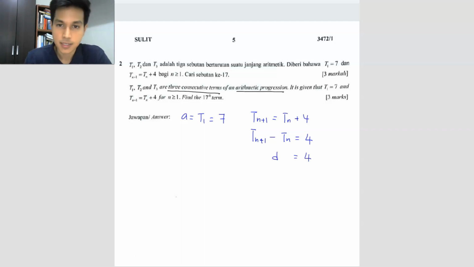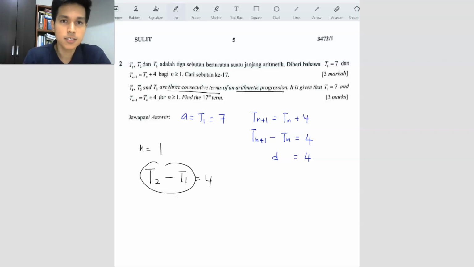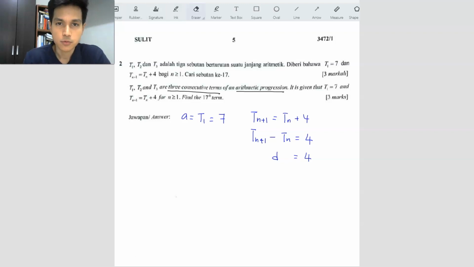Okay, if you don't understand, let's assume n is equal to 1. What does this mean? It means T2, because n is 1, so 1 plus 1 equals 2. So T2 minus T1 equals 4. It means the second term minus the first term, you get 4, right? So in other words, it is the value of D, correct? So that's what it means by Tn plus 1. If you can see this pattern, then you will know how to relate to the formula. Okay, so you know the formula already.